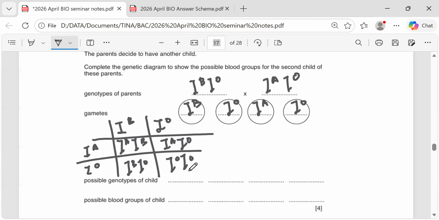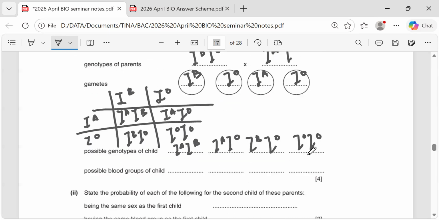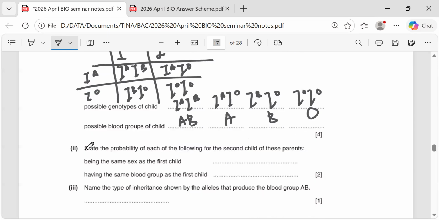Okay, so what will you get? Possibilities are IAIB, IAIO, IBIO, and IOIO. Correct. So possible blood groups are AB, A, B, O. Okay? State the probability of each of the following for the second child of these parents: being the same sex as the first child, 50%. Having the same blood group as the first child, 25%.